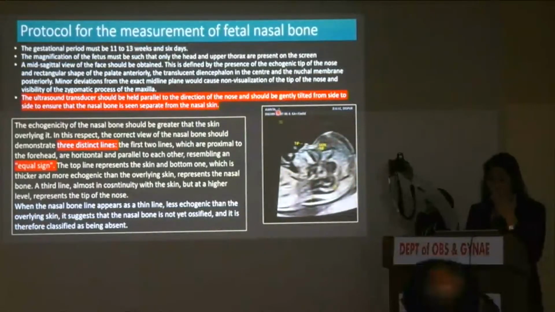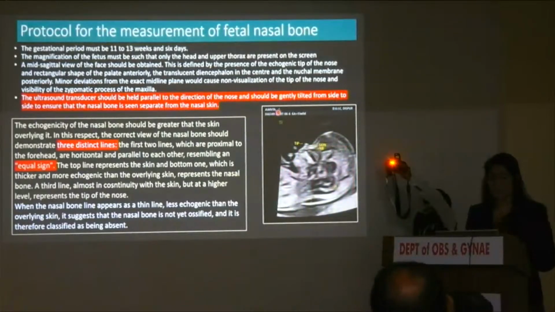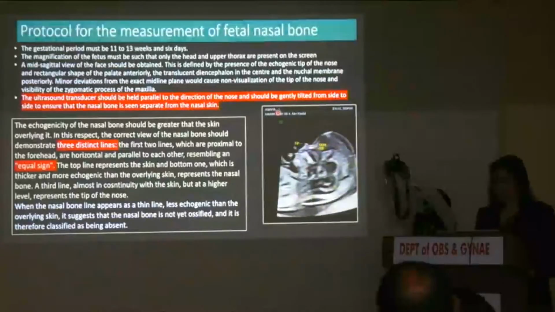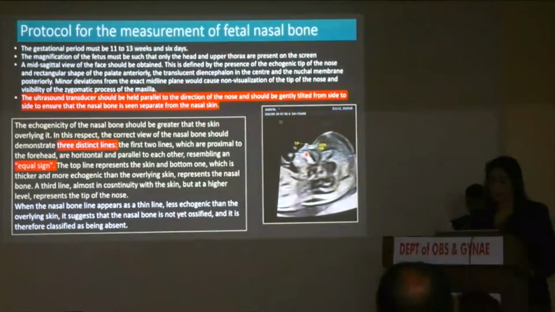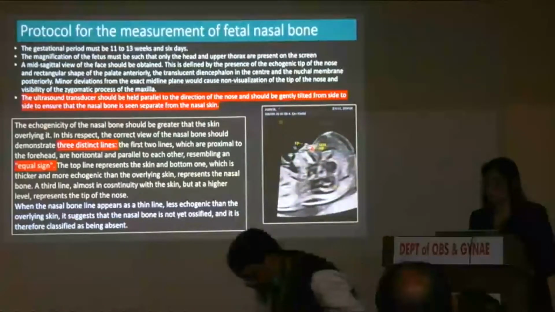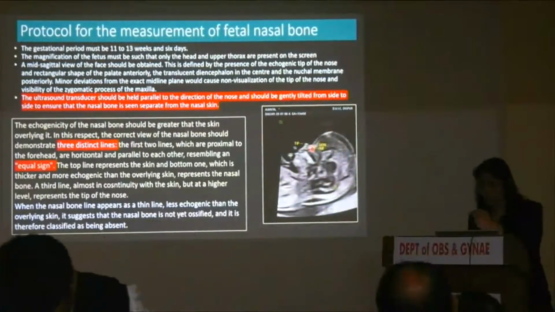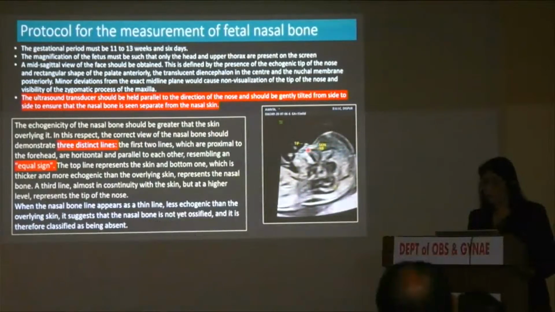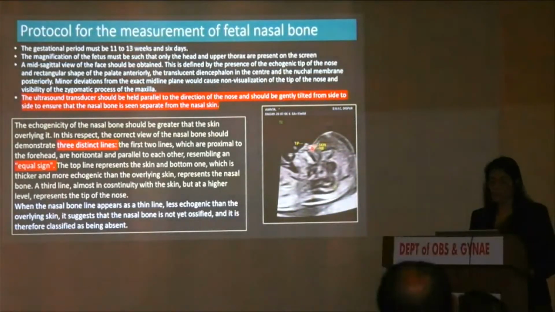So the protocol for the measurement of the fetal nasal bone uses the same position as when we are taking the NT. But the ultrasound transducer should be held parallel to the direction of the nose and should be gently tilted from side to side, so that the nasal bone is seen separate from the skin, and we see three distinct lines. One is the nasal bone, overlying it is the skin, and another line is the tip of the nose. And the nasal bone and the skin form an equal sign.